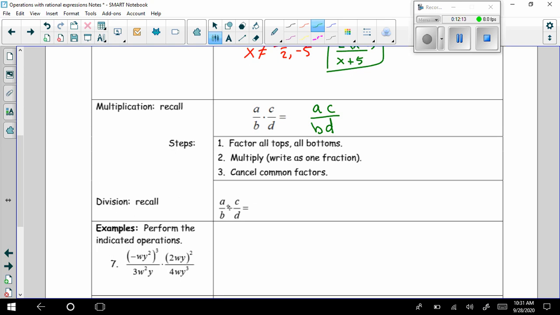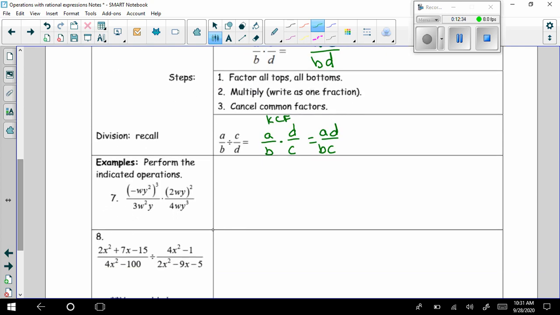Recall that division problems are multiplication problems. We just need to flip the second one and multiply. And then we can rewrite that as 1 as well. All right, so keep, change, flip, or keep, flip, change, or however you want to remember that we're multiplying by the reciprocal of the second one.